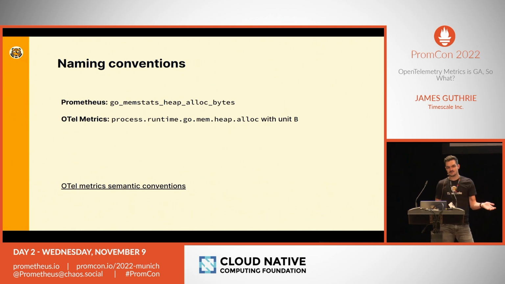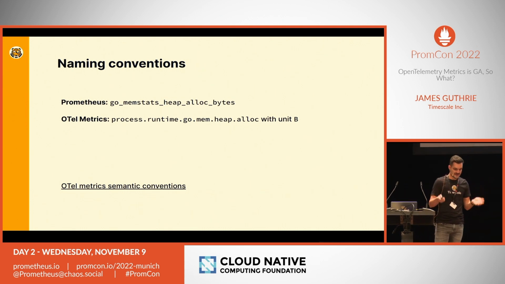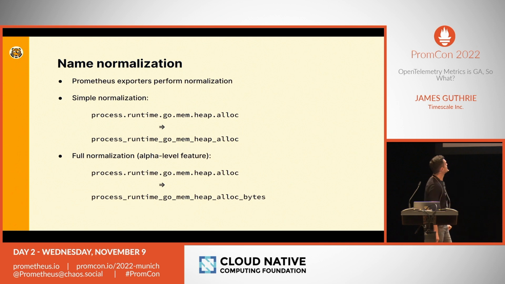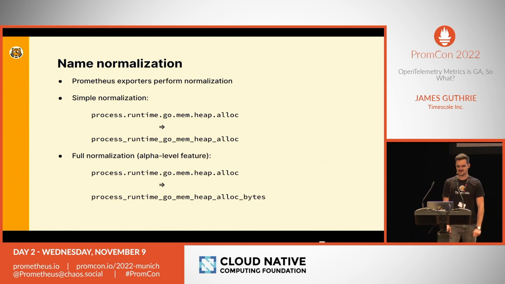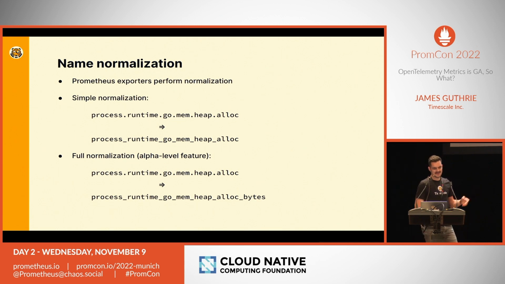But how is this dealt with in the exporters? Well, the exporters will do normalization. So the slide has got way too much text on it. So basically, the simple normalization will strip everything that isn't compatible and replace it with underscore. So we can go from process dot runtime dot to process underscore runtime underscore.